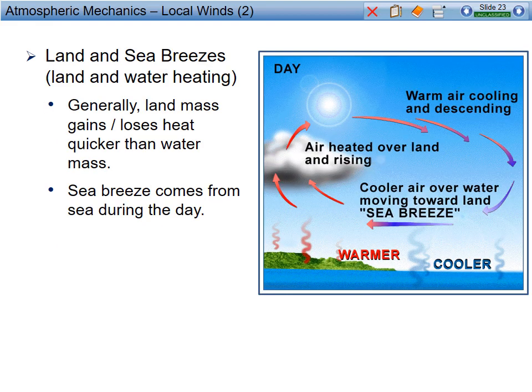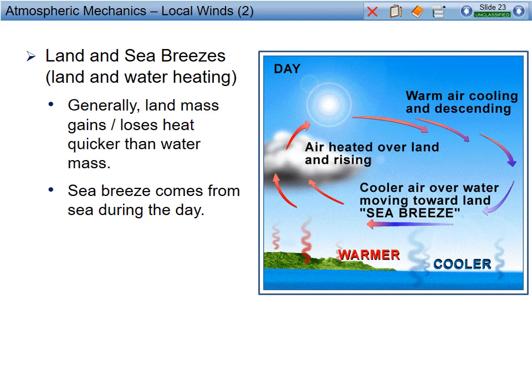Types of local winds include land and sea breezes, and this happens because as the sun comes up and begins to heat the surface of the earth, land will heat more quickly than the water. So if the water is cool, it will remain cooler longer, and the air over the surface of land will heat up more quickly and begin to rise. As it begins to rise, it leaves a void or a lower pressure area that will then be filled in by the cooler, more dense air that exists over water. So that breeze, that sea breeze, will blow from the sea onto the land during the day.